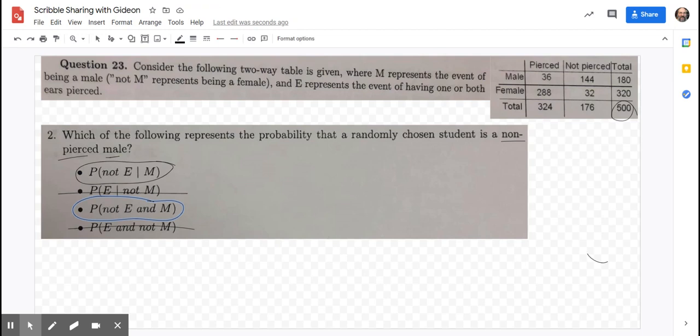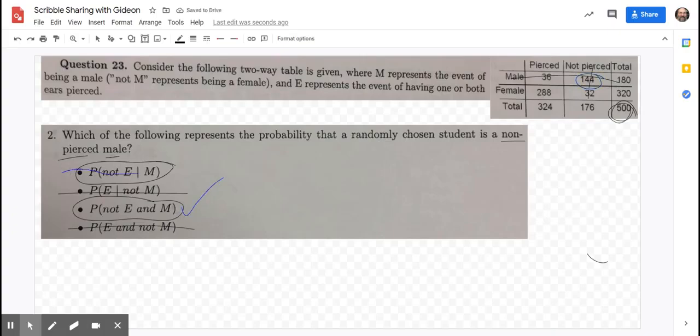But this is not a conditional question. This is just, given a student, what's the chance of a non-pierced male? It's the intersection of non-pierced and male that we're interested in. Intersection. So this one is the correct answer.